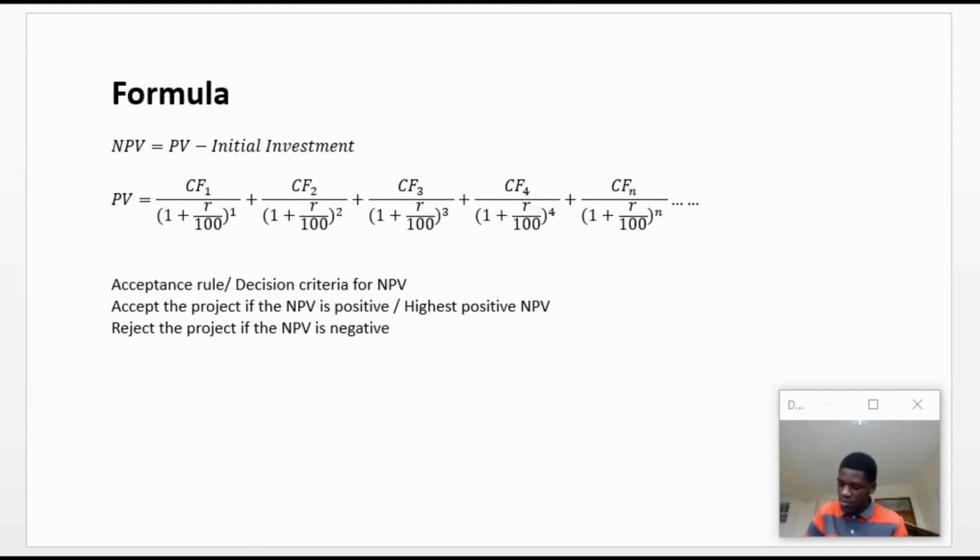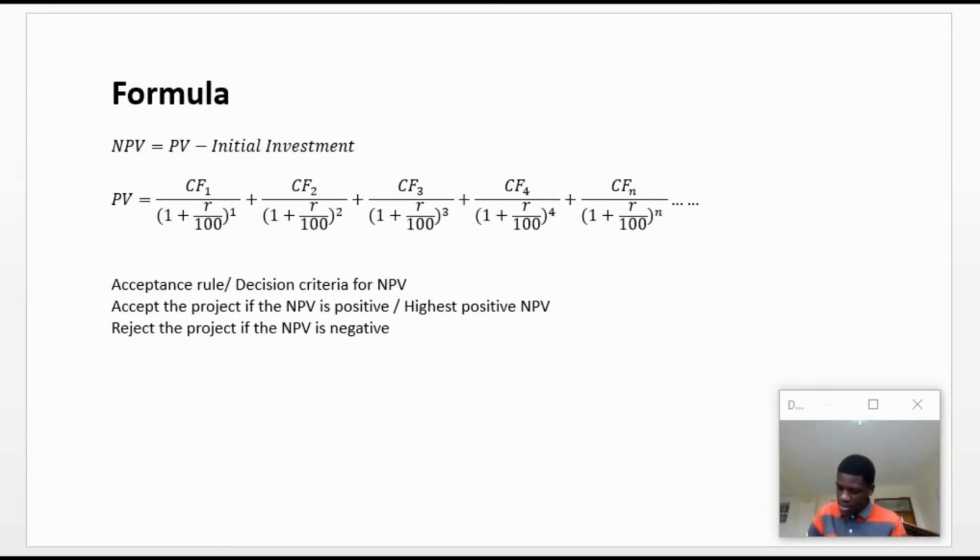To get present value is equal to cash inflow of year 1 divided by (1 plus interest rate over 100) raised to power 1, plus cash inflow of year 2 divided by (1 plus interest rate over 100) raised to power 2, plus cash inflow of year 3 divided by (1 plus interest rate over 100) raised to power 3, plus cash inflow of year 4 divided by (1 plus interest rate over 100) raised to power 4, and the formula continues depending on the number of years given or offered.